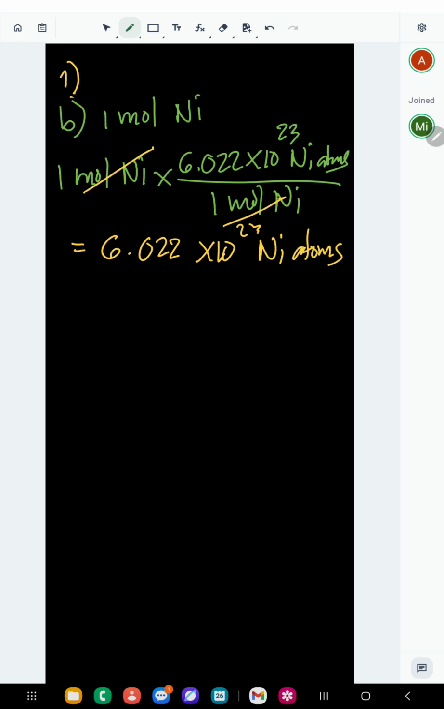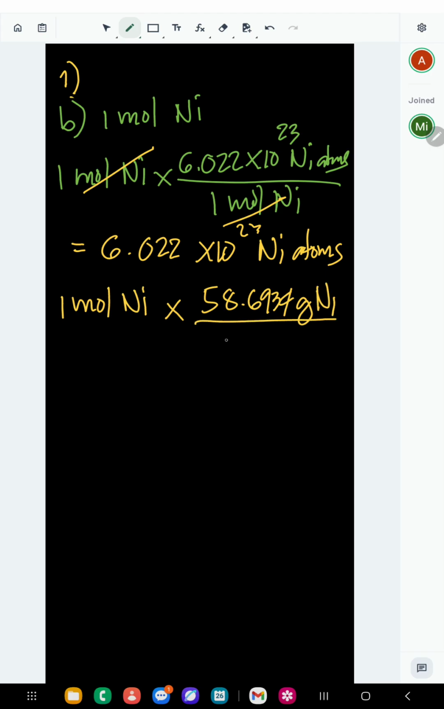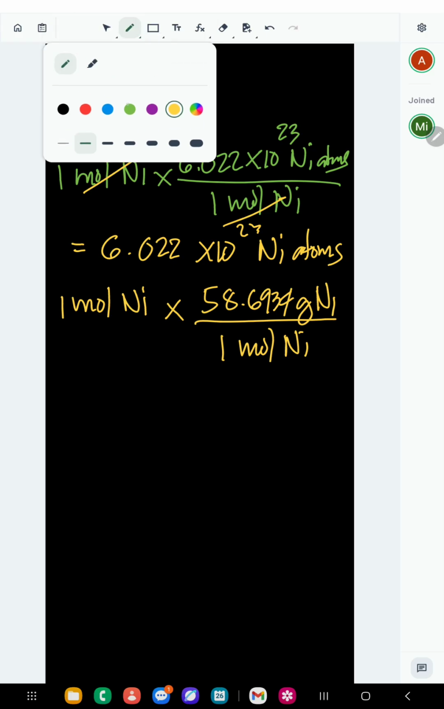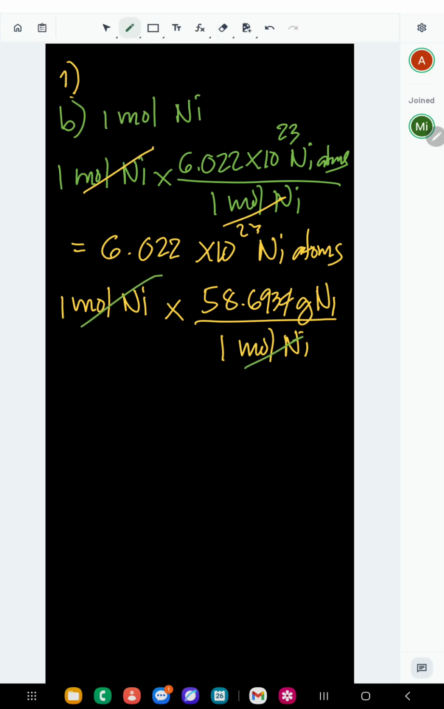Then you convert 1 mole nickel to grams. So what is the molar mass of nickel? So times 58.6934 grams nickel per 1 mole nickel. And then you cancel the number of moles. Then you'll be left with 58.6934 grams nickel.